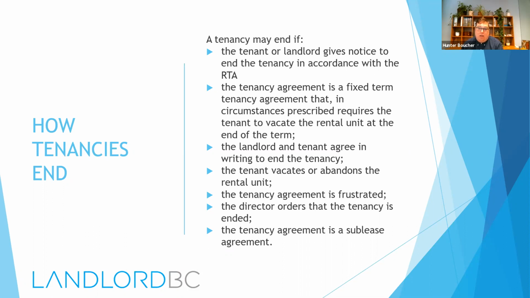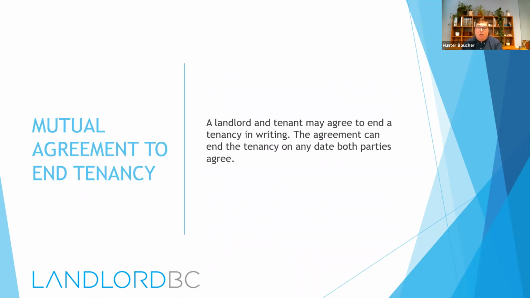And again, another one that we'll go into is the landlord and tenant agree in writing to end a tenancy, a mutual agreement. And the last one that we're going to go over here is the tenant vacates or abandons the rental unit. So going through these, there's the mutual agreement to end tenancy. A mutual agreement to end tenancy allows both parties to, as the name suggests, mutually agree to end a tenancy at a specific date. And it can be a really great tool for ensuring that the tenancy does come to an end in a timely way, in a way that works for everyone involved.